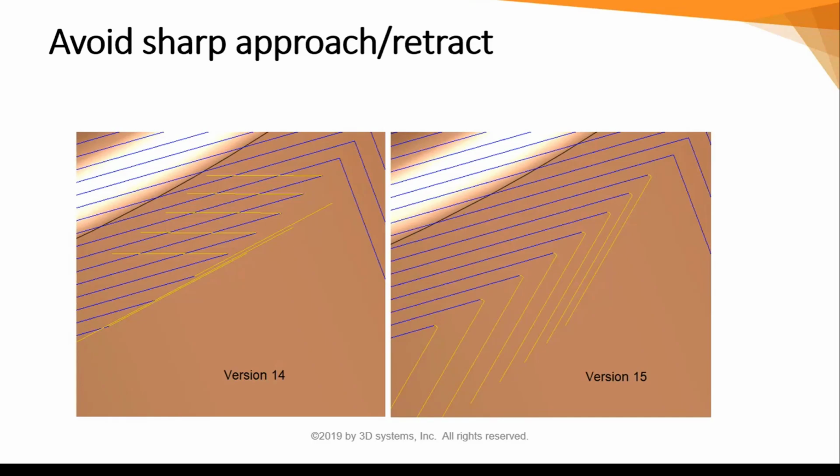You can see the toolpath from version 14 and the improvement in version 15. You can see that the approach and retract motions are now round. No more sharp approach and retract. And this will improve the toolpath quality and the surface quality, of course.